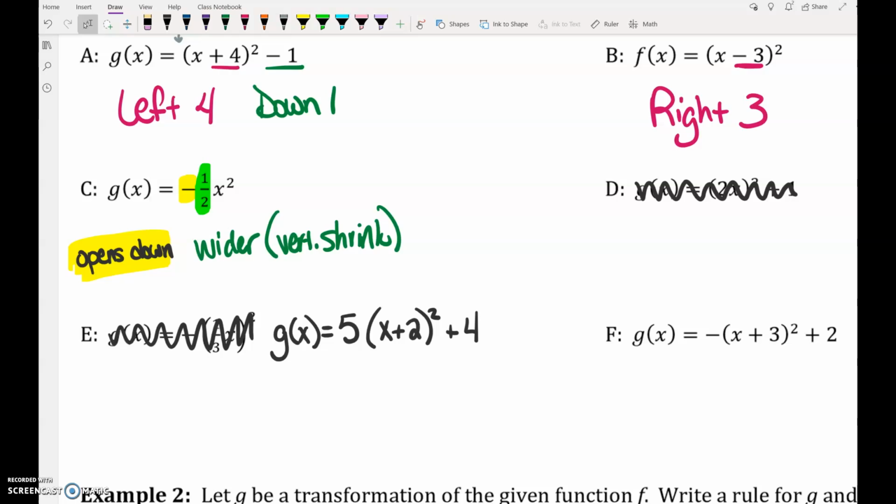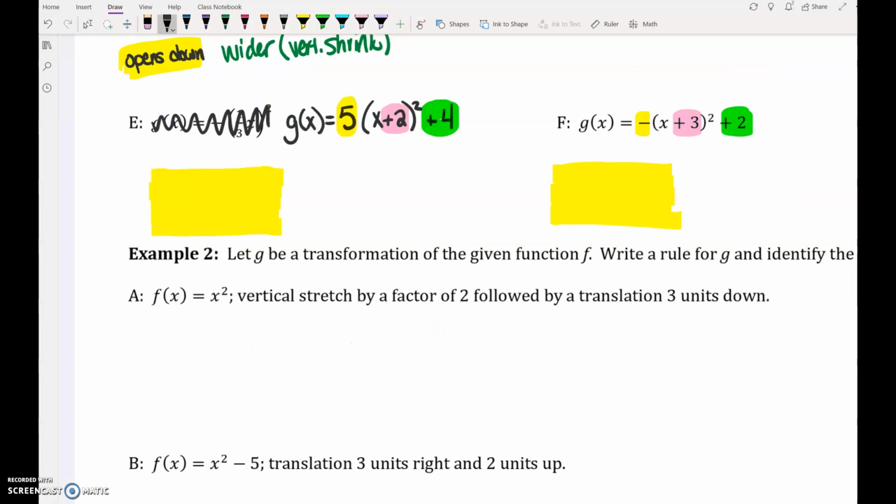Pause the video. For E, the 5 is going to make the graph more narrow. That's called a vertical stretch. The plus 2 is going to move the graph left 2 units. And the plus 4 will move the graph up 4 units.